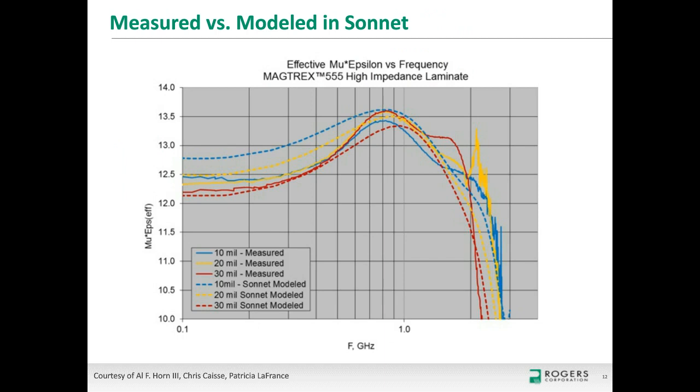These are some examples of correlation between modeling and measurement. We modeled these circuits in Sonnet software, and we then measured them in the lab. And you'll see that there's a reasonably good correlation between modeling and measurement, and the correlation improves as the circuit gets thicker.